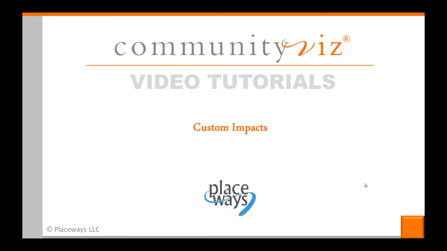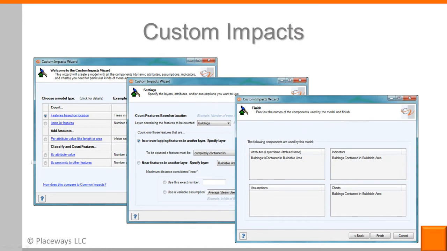This tutorial will show you how to use the Custom Impacts Wizard, an easy-to-use tool to create a set of indicators for a CommunityViz analysis. In previous tutorials, we've covered what an indicator is and how we use them as descriptive measurements that apply to entire scenarios. We've also seen other tools that help us build indicators, such as the Common Impacts and 360 Indicator Wizards.